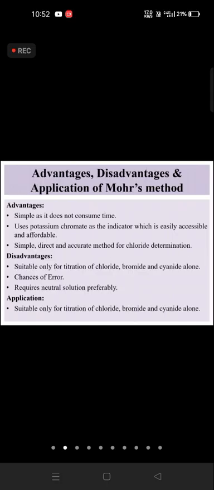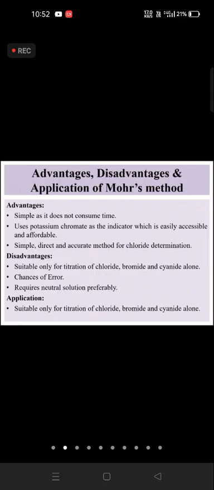So, there is a chance of error. The more the process of titration, the more the chances of error. And it requires a neutral solution. That means, as in the other slide I have already taught you, the solution should not be acidic, it should not be alkaline, it should be neutral.